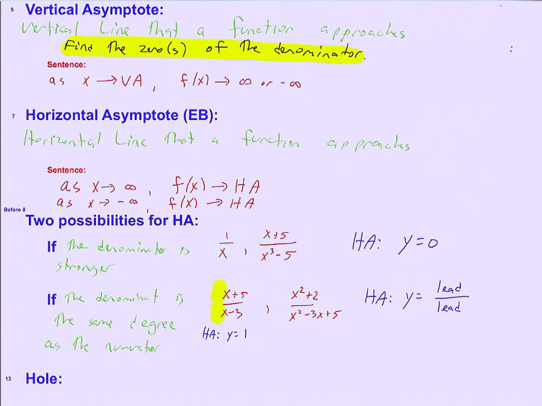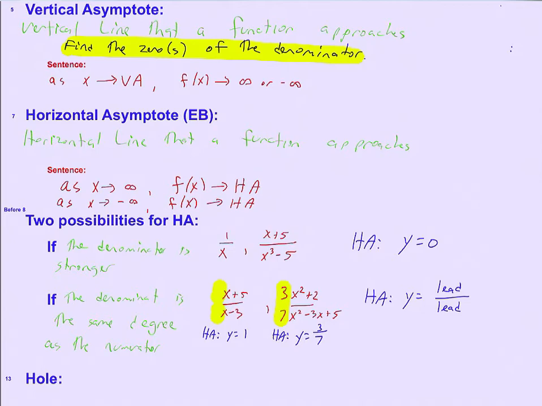Just to make it more interesting, I'm going to pretend that this was 3x squared plus 2 over, let's say, 7x squared minus 3x plus 5. And so for this one, the horizontal asymptote would be that y equals the ratio of the lead coefficient from the numerator over the lead coefficient from the denominator, 3 over 7. That's it. Like I said, it's a little bit hard to explain and describe, but it's actually very easy to do.